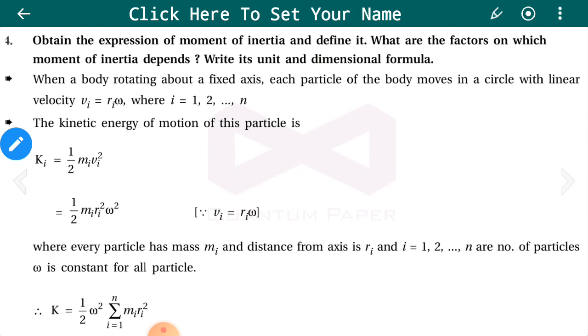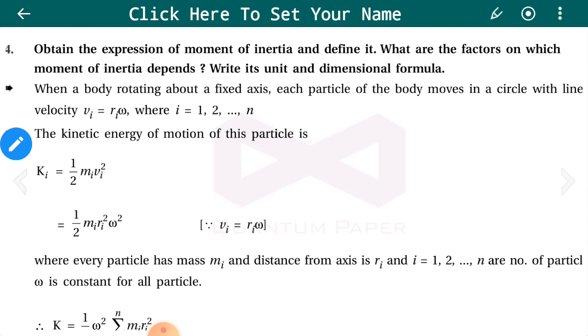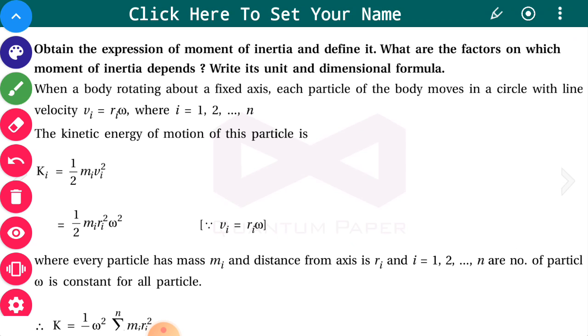Now see, as you know, if you have the ith particle of the rigid body, then its linear speed, that is v_i, is given by r_i omega. Now see, omega, that is angular speed, is constant for all the particles.